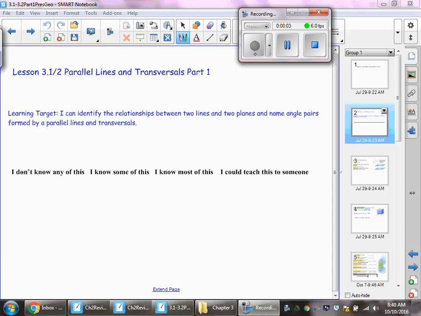The first section of Chapter 3 is Parallel Lines and Transversals, Part 1. We'll be spending 2 days on this lesson. The learning target is: I can identify the relationships between two lines and two planes and name angle pairs formed by a parallel line and a transversal.